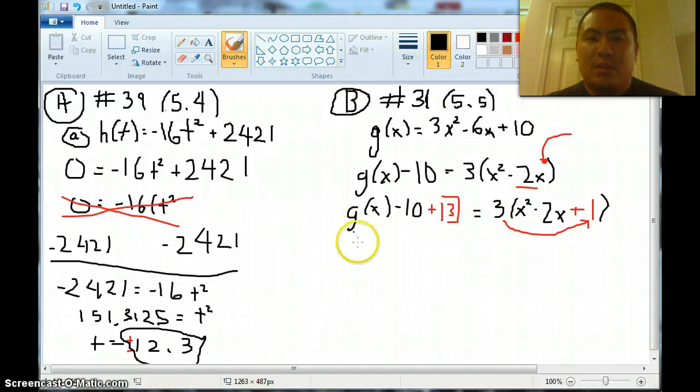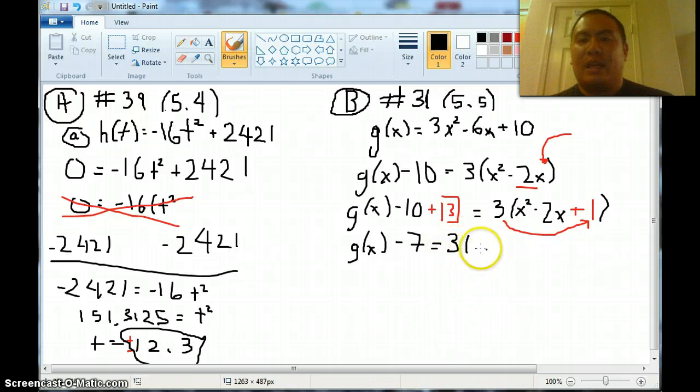So now it should be pretty good. We get g of x minus 7 equals 3 parentheses. Now what is x squared minus 2x plus 1? The square equivalent of? It's going to be x. And we had to think about what it's going to be. Well, what's half of b? Negative 1. Okay. So we have 3 parentheses x minus 1 squared.